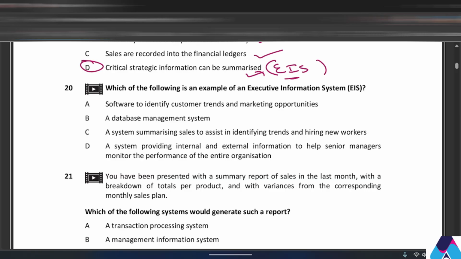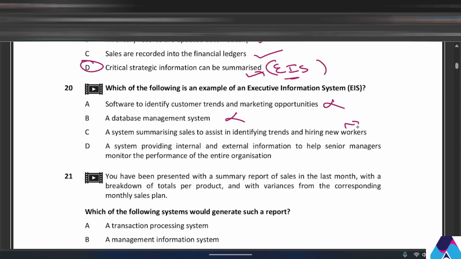Now, question number 20 says, which of the following is an example of executive information system, the EIS? Part number A says, software to identify customer trends and marketing opportunities. Do you think that EIS is a software that identifies the customer trend and marketing opportunities? No. Right, so that is totally wrong. B says, a database management system. No.